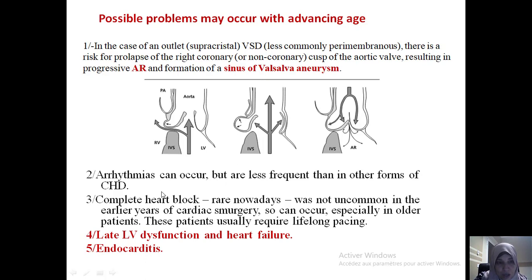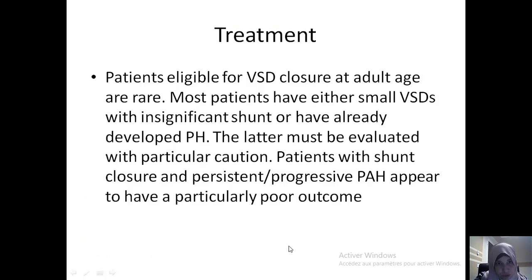heart disease. We may have a complete heart block, mainly for patients operated in childhood. We can have late left ventricle dysfunction and heart failure, and endocarditis. So, how can we treat VSD in an adult?